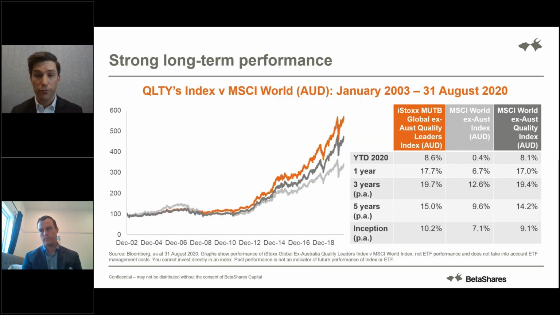Here we see the long-term performance of quality, and we've included a couple of quality indices, the iStocks Australian Quality Leaders Index in orange. We also see in light grey the MSCI World Index. We've also included the MSCI World Quality Index, another quality index just for comparison purposes. And across all return periods, either quality index has dominated the broad market exposure.